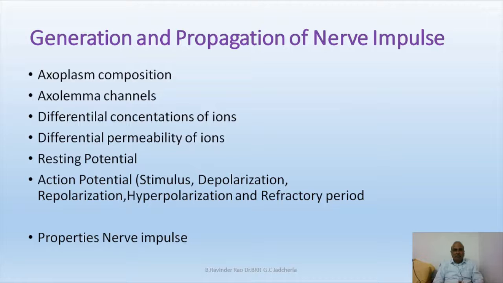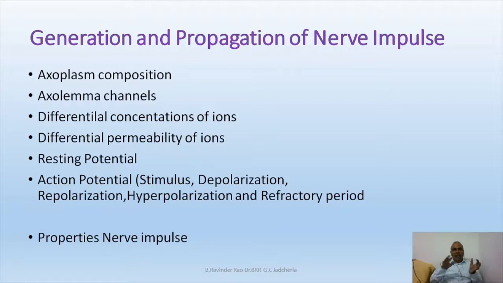Generation and propagation of nerve impulse, if we need to learn about that, the contents of this particular lesson are axoplasm and its composition, axolemma and its channels, how the ions located inside the axoplasm and outside in the extracellular fluid, how are their concentrations, and how the ions move across the axolemma through the channels, what is actually the resting potential, and what is an action potential. Okay, and what are the properties of nerve impulse? All these things we are going to discuss in this video lesson.